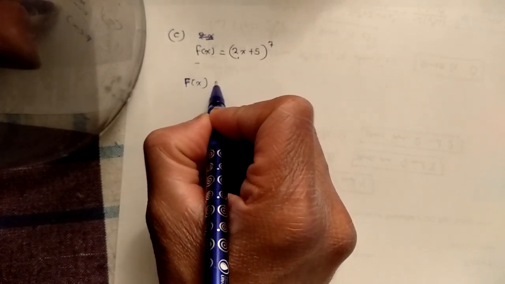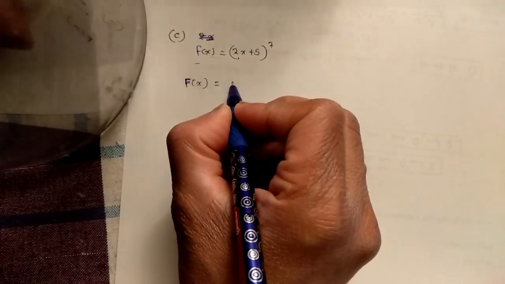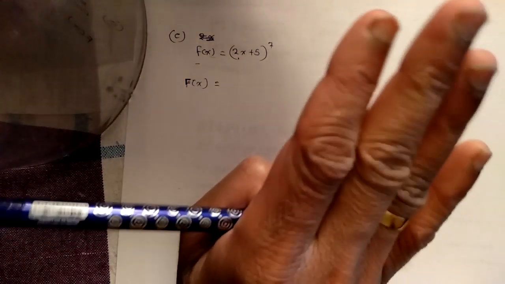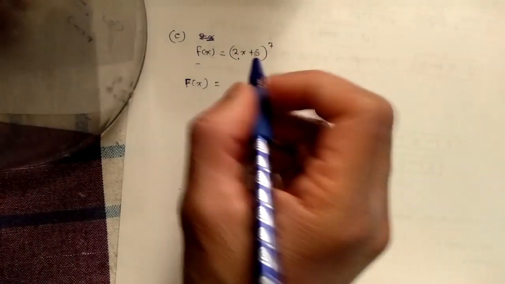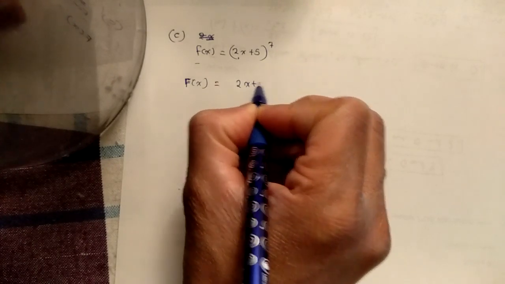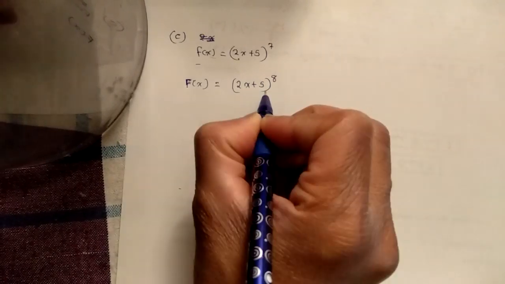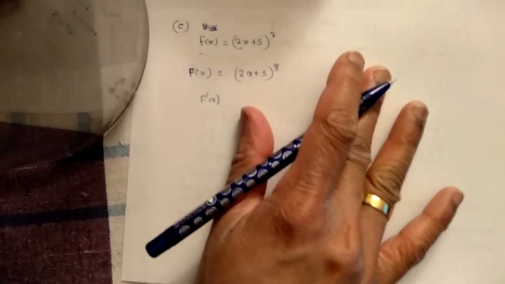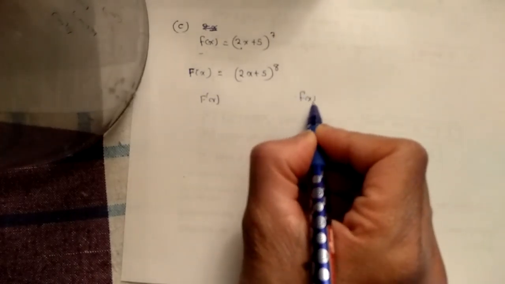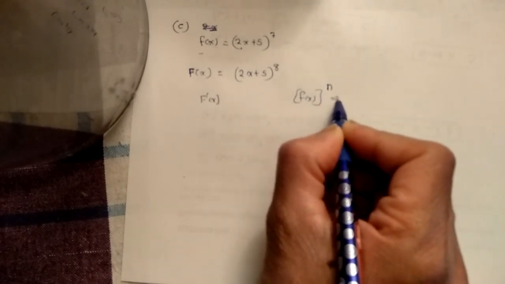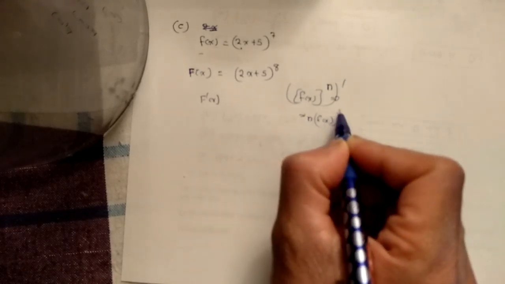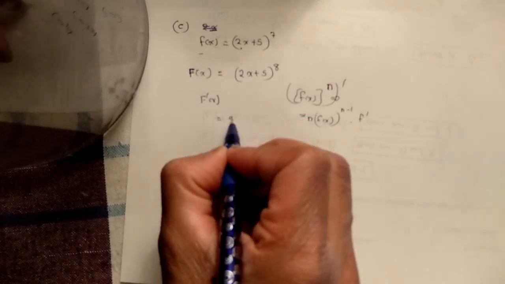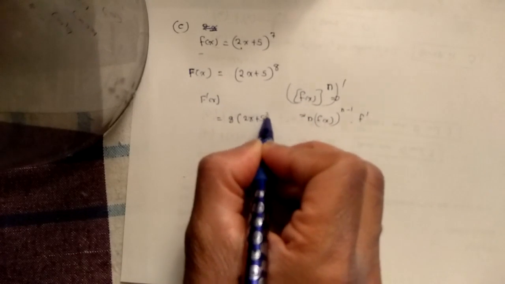So what should be the suitable term? Now we are doing it with some sort of trial and error method, but still we are applying our differentiation knowledge as well, right? So how about this? If you have this, when you differentiate that function, what you will get is, we are applying this rule. When you have a function raised to a certain power, and when you differentiate it, you will get n times f(x) to the power n minus 1 times f prime(x). So when you differentiate this one, you will get 8 (2x plus 5) to the power 7.